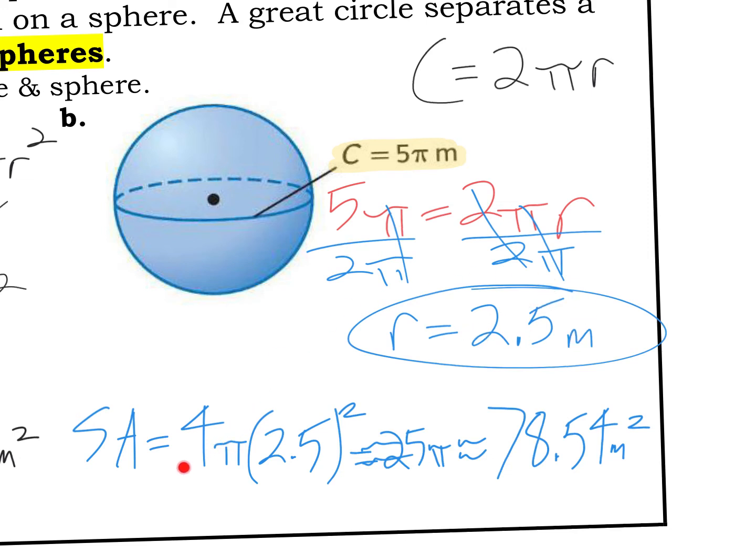Plug that into your surface area of a sphere formula. 4 pi times 2.5 squared gets me 25 pi, which is about 78.54 square meters.